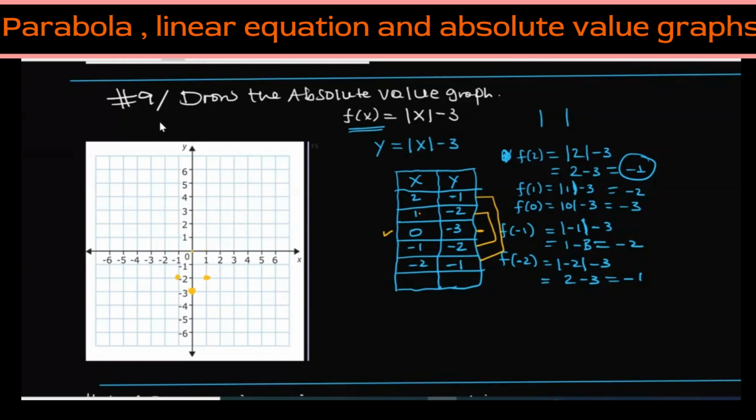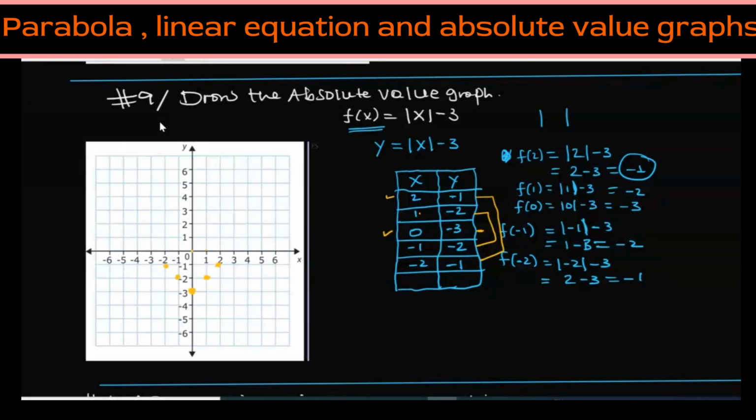And then negative 2. When x is negative 2, what will happen? My y is negative 1. Negative 1 means right here, okay? Right here, look at that. So when x is 2, again, this one, okay? When x is 2, it's negative 1. It's negative 1 here. Look at that.